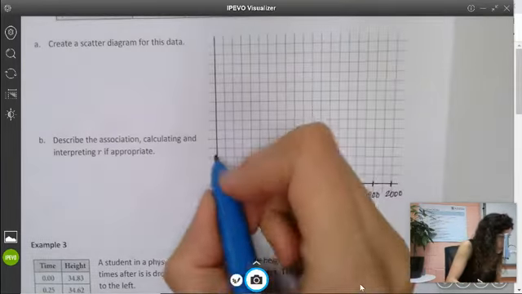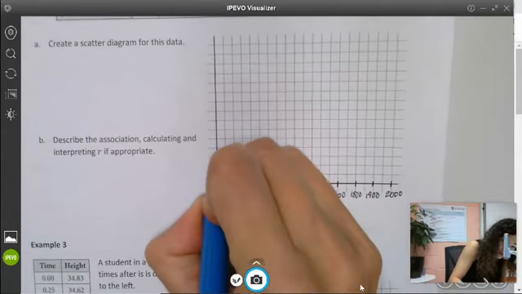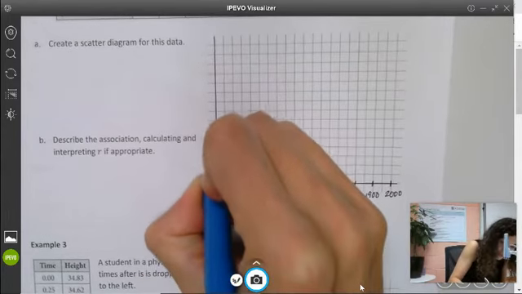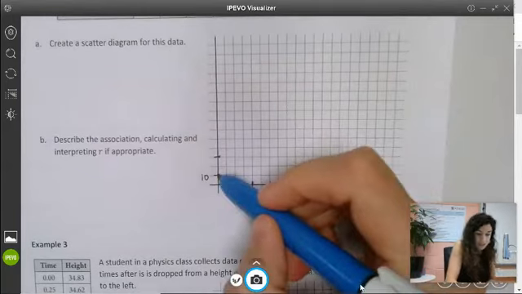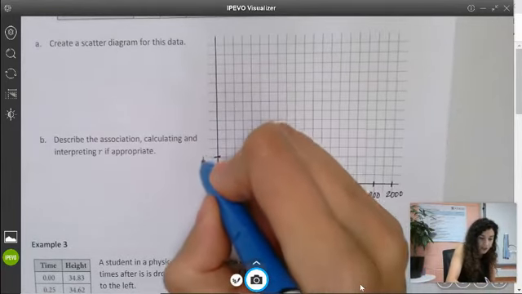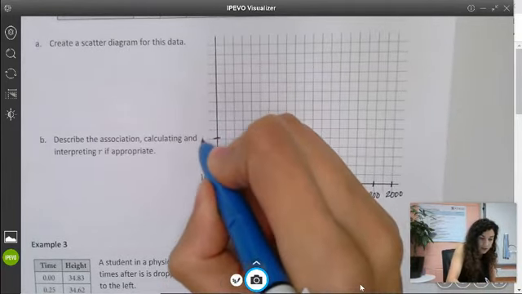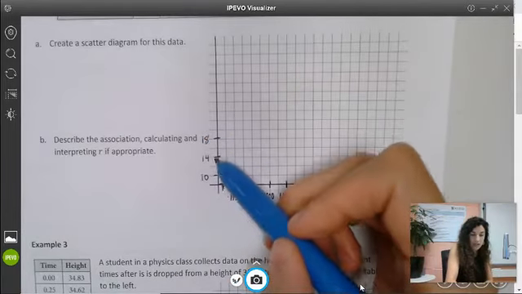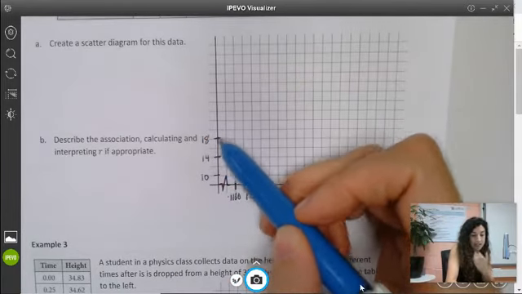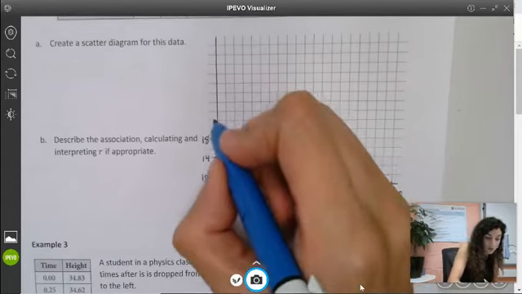I am going to go ahead and start here with 10. And then I'm going to go up by twos. So it's going to be 10, 12, 14. But I'm going to actually just label every 4. So I'm going to do 10, 14, 18, but realize that that's 16, 18, 20, 22.